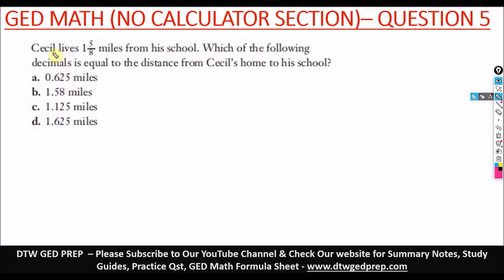Okay. Question 5 says, Cecil lives one whole number, 5 over 8 miles from his school. Which of the following decimals is equal to the distance from Cecil's home to his school? What this means is just convert this fraction to a decimal. So you already have a whole number, 1. So it's going to be 1 point, decimal point. So we need to divide 5 over 8 to get the decimal places.